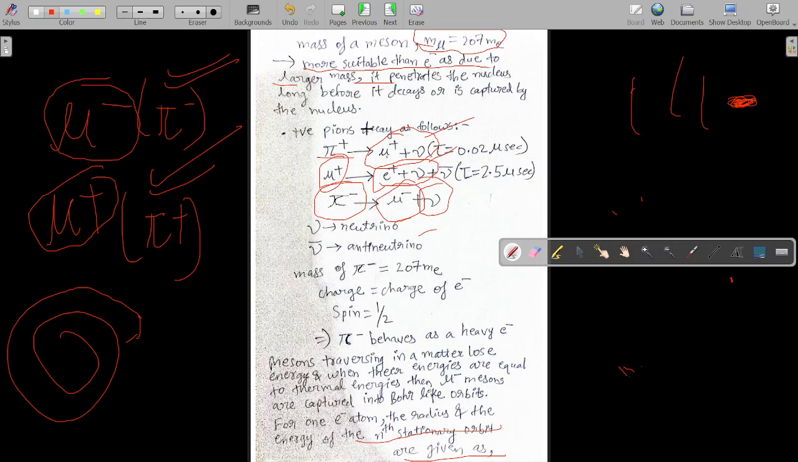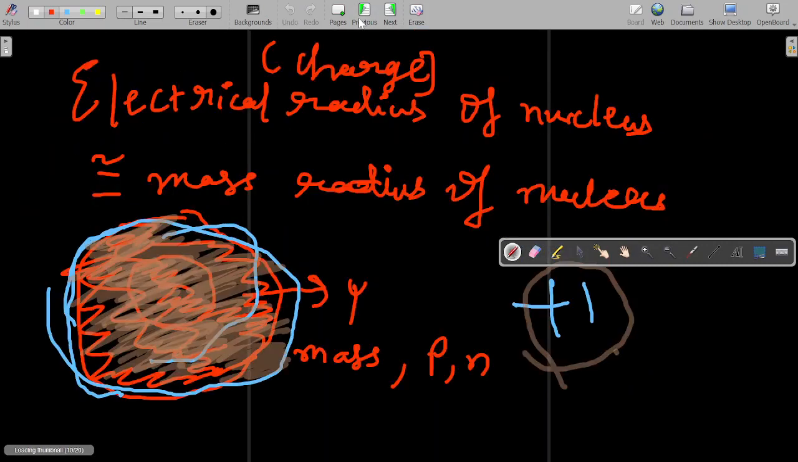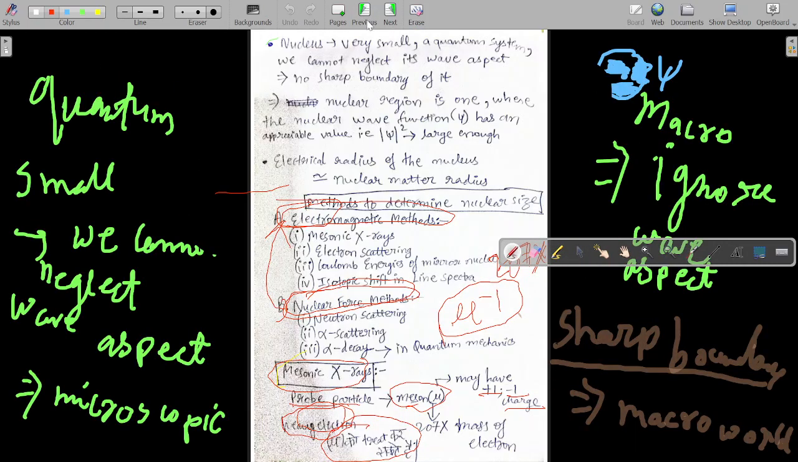After penetration into the nucleus these reactions happen, and the mass of pi minus, as I already told you, is 207 times the mass of the electron. Charge is equal to the charge of the electron. Spin is equal to half. So pi minus behaves as a heavy electron. This is the Masonic X-rays experiment.